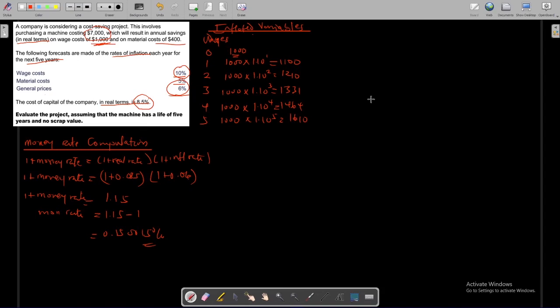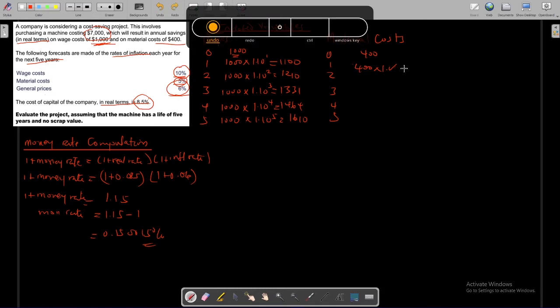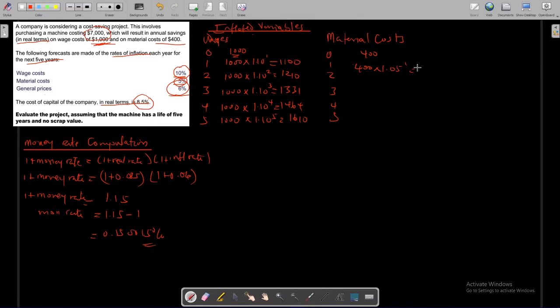Now let's go to material savings. I hope you can do that for me. So material savings, material costs. So year 0, year 1, year 2, year 3, year 4, year 5. In current price, the price is 400. So 400 inflated at 5% will give us 400 times 1.05 exponent 1, giving us 420. So this is for year 1.